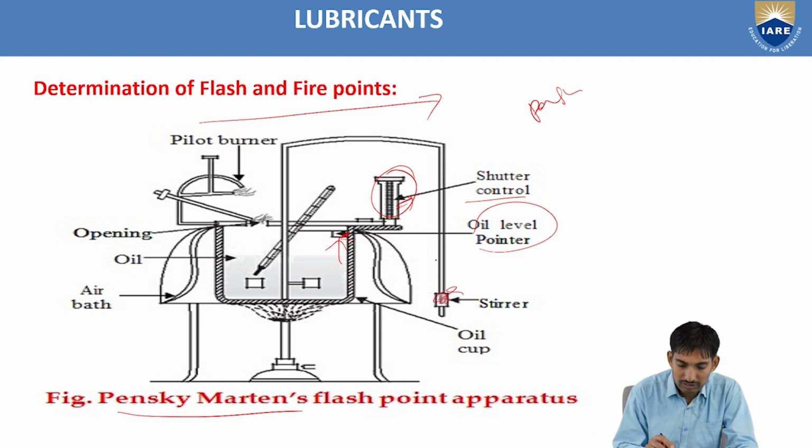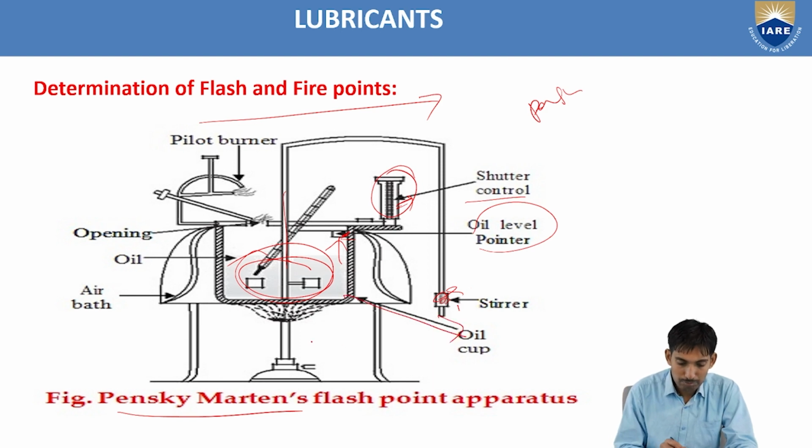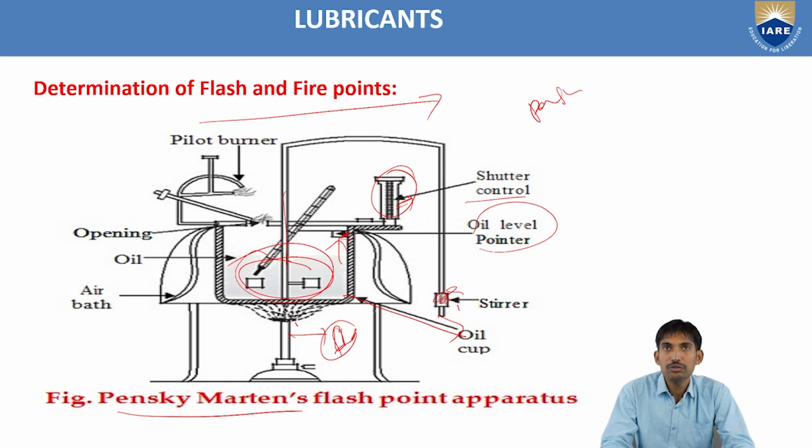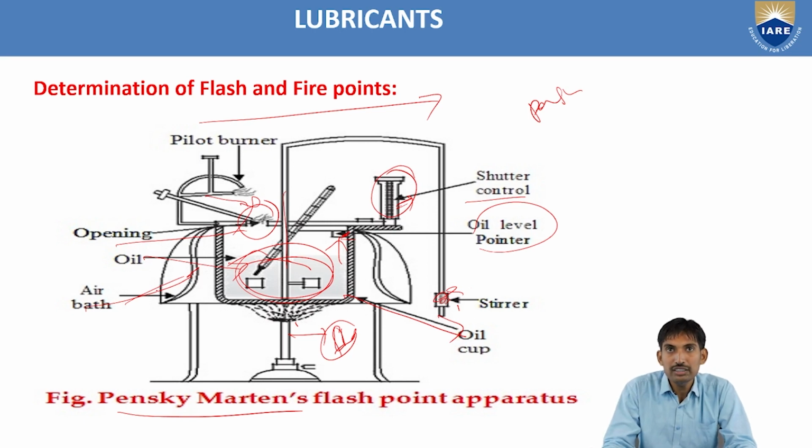This is the stirrer. By rotating this one, we can stir the oil inside the cup. To get uniform heating of oil, we have to stir this lubricating oil. This is the oil cup. This is the electrical heater, by using which you have to provide heat. This is the air bath, inside there is air. This is the opening, you have to keep the test flame here. This is the setup of the Pensky Martin flash point apparatus.